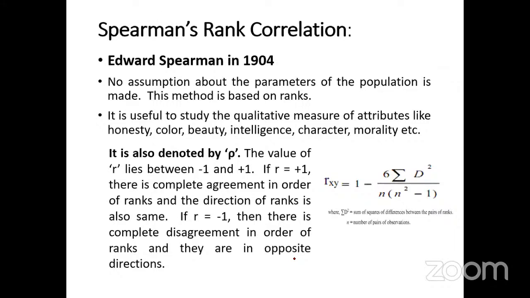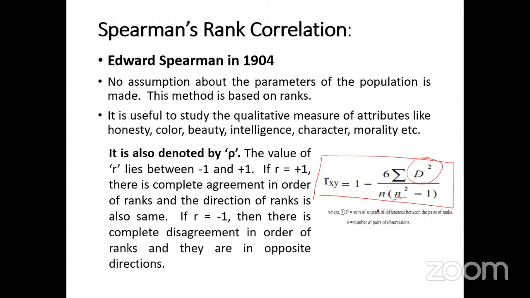For calculating the rank correlation, we use the formula Rxy equals 1 minus 6 times the summation of d square divided by n into n square minus 1, where d is the difference between the pair of ranks, which we square and use in the formula, and n is the number of pairs of observations used in the data analysis.